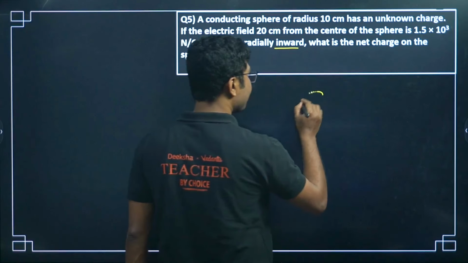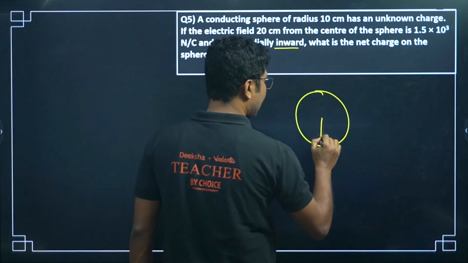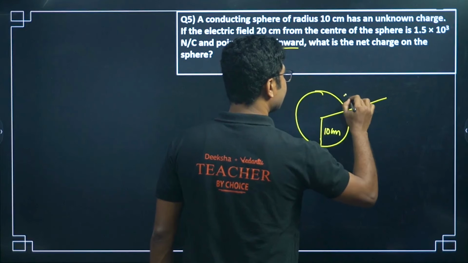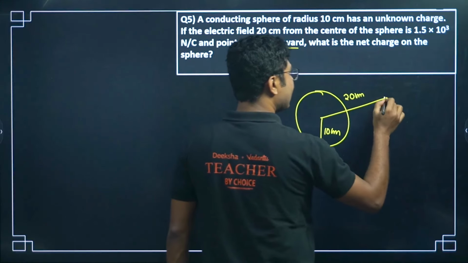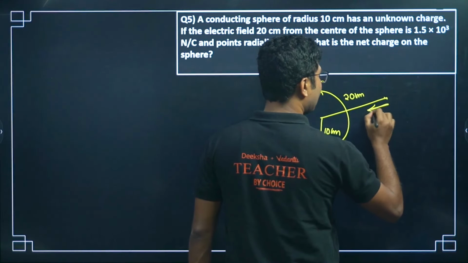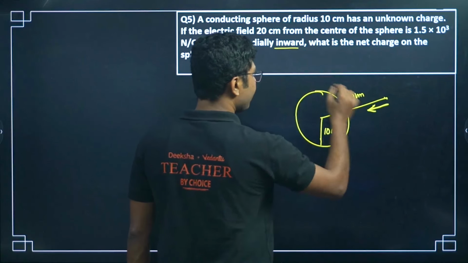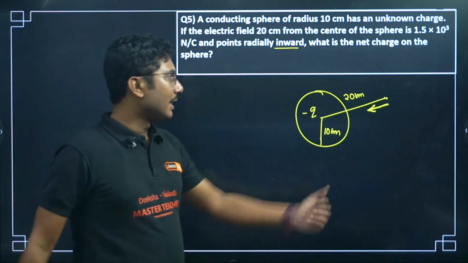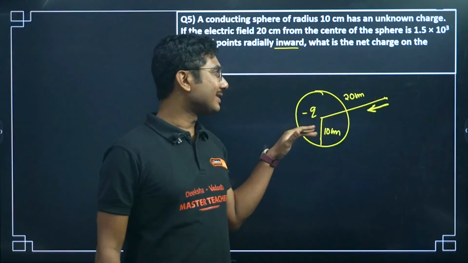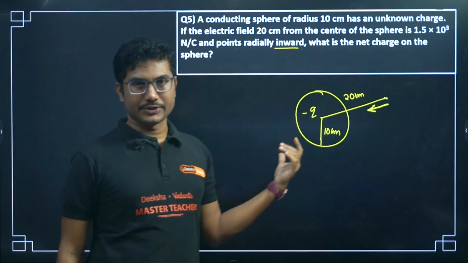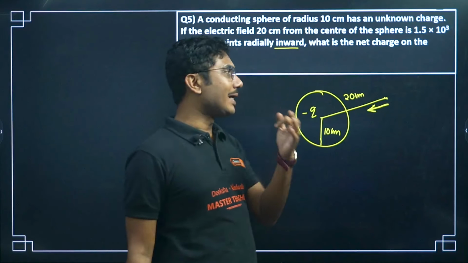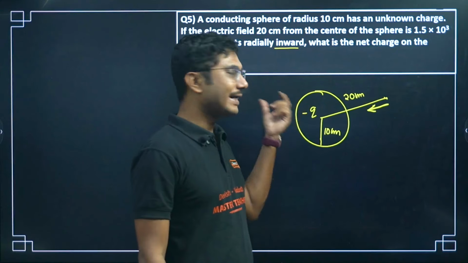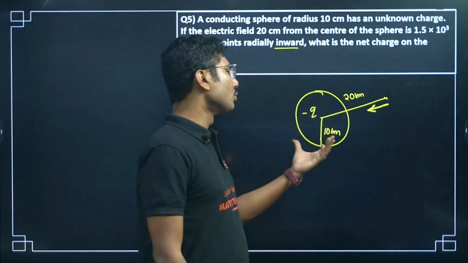So basically here we have a sphere of radius say 10 centimeter, and we are trying to find the electric field at a distance 20 centimeter, and it says that the electric field is radially inward. Radially inward means, first of all, suppose the charge on this sphere is given by small q, then this charge must be negative charge. Electric field radially inward towards the charge means it is a negative charge. So while calculating, after solving the question, you can put the minus value because the electric field is radially inward, or you can do what I am doing here.